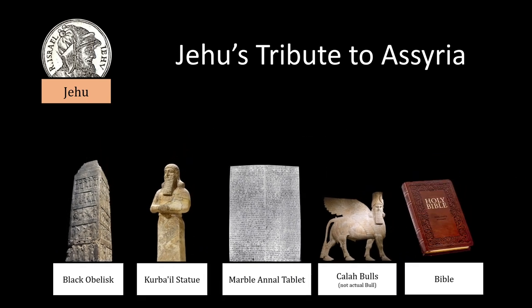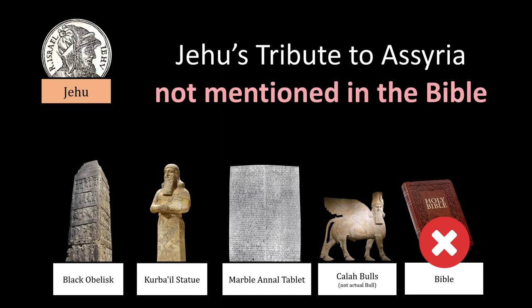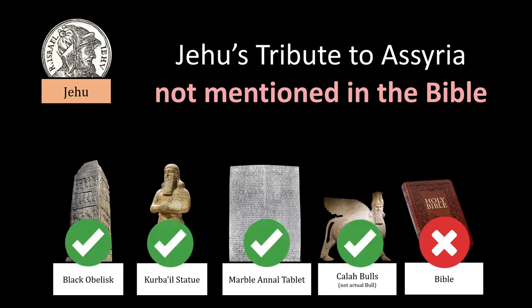But it is noticeably absent from the biblical text. Jehu's tribute to Assyria is not mentioned in the Bible, despite being present in all of these Assyrian artifacts. How on earth could this be the case?